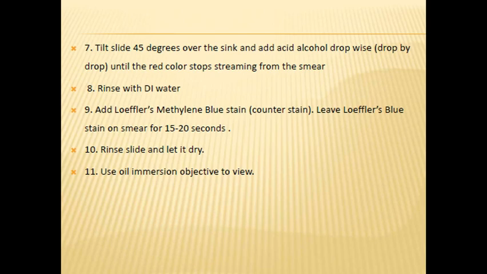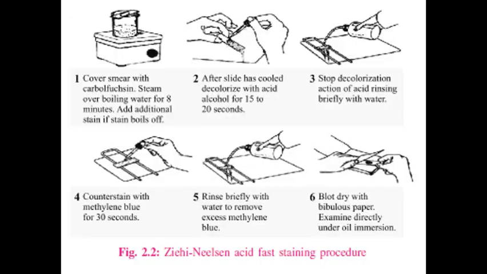So we have already completed the procedure. You can see here the diagrammatic representation of the acid fast staining procedure. First of all, cover the smear with carbol fuchsin stain, and then steam over boiling water for 8 minutes. Add additional stain if it boils off.